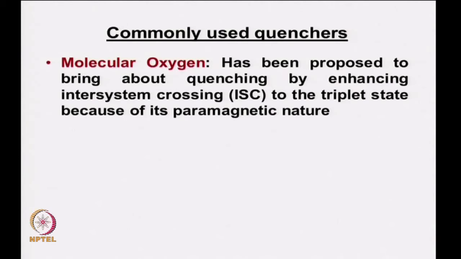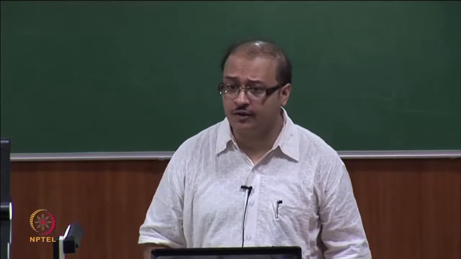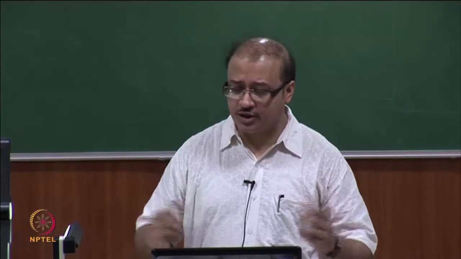So, one is molecular oxygen, right? Oxygen has been proposed to bring about quenching by enhancing intersystem crossing to the triplet state because of its paramagnetic nature. That means, if you have dissolved oxygen in your solvent, which in most cases you have, the amount of dissolved oxygen will depend upon the solvent you have your proteins in, but your proteins mostly are in water, right?